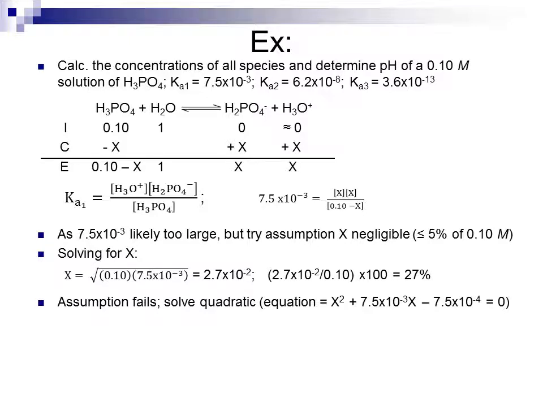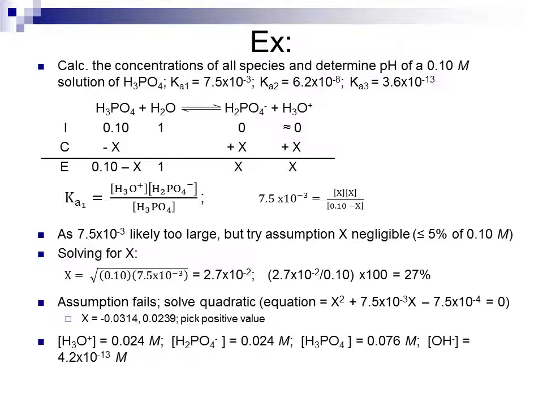The quadratic equation is x² + 7.5 × 10^-3 x - 7.5 × 10^-4 = 0. If I plug this into my quadratic formula, I'll get x values of negative 0.0314 and 0.239. I pick the positive value because I can't have a negative concentration. So our hydronium concentration is 0.024 molar. Our H2PO4- is the same at 0.024 molar. If I subtract 0.024 molar from 0.1, I get a phosphoric acid concentration of 0.076 molar. And my hydroxide concentration, coming from Kw divided by 0.024, is 4.2 × 10^-13.